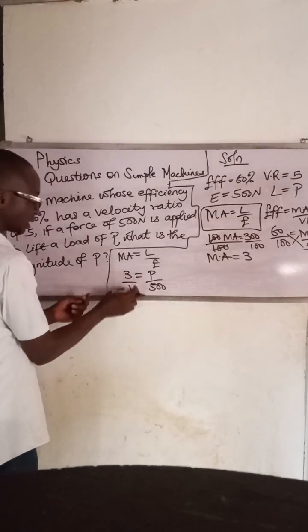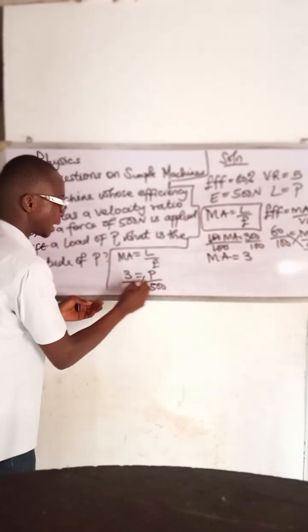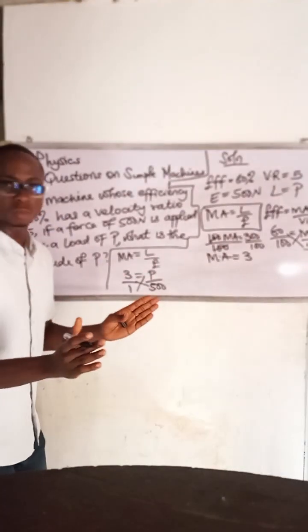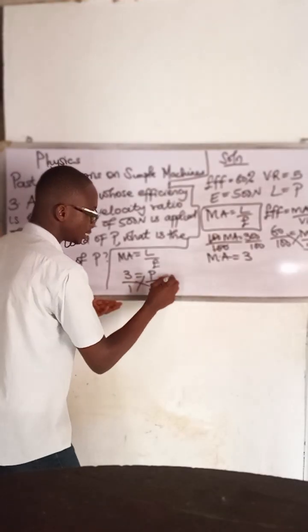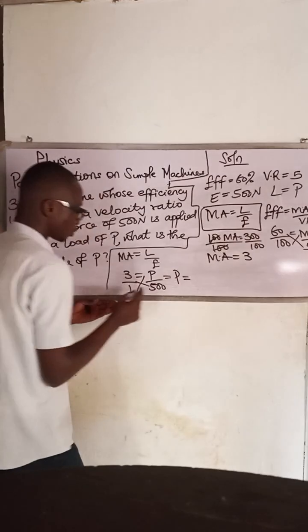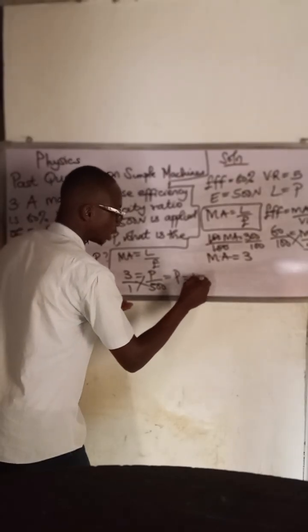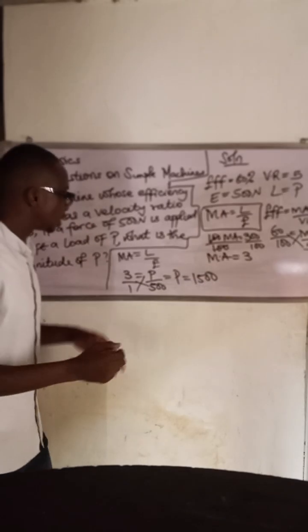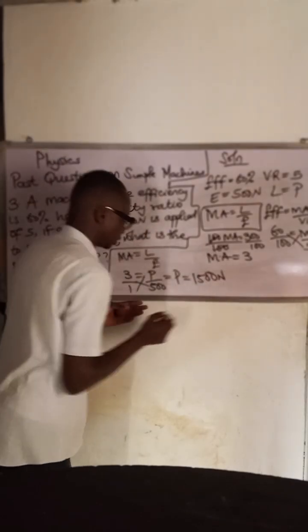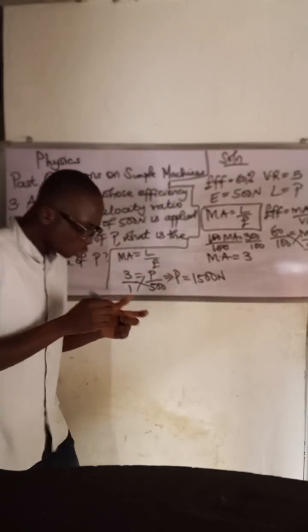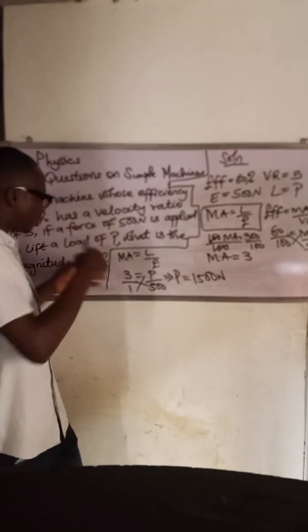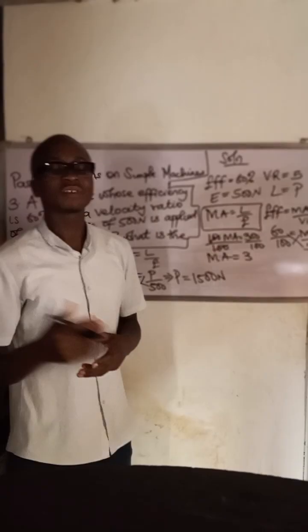So you just simply cross multiply, make it over 1, so it will be balanced. There's a fraction here, there's a fraction here. You just cross multiply. I'm doing this for simplicity. Alright? So P times 1 is equal to P. 3 times 500 is equal to 1,500. 1,500 what? Newton. So the value of P, or the magnitude of P, which is the load, is 1,500 Newton.